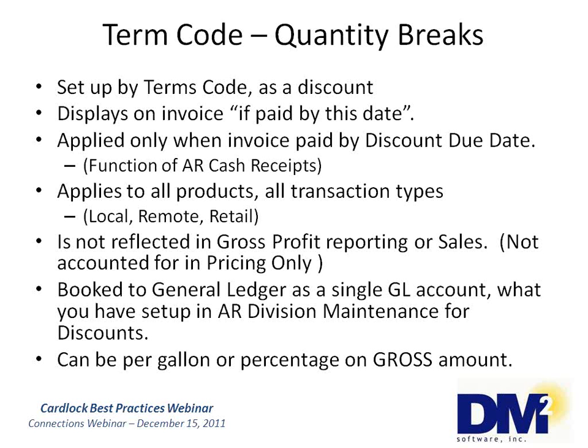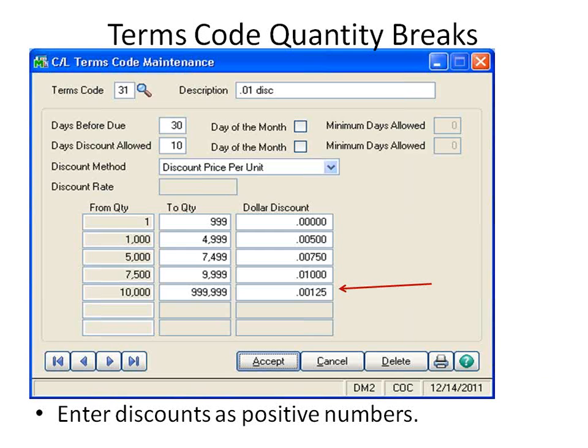Okay. Terms code quantity breaks can either be a per gallon or a percentage on gross amount. And it looks like this. So there's my terms code. I put in a description that helps me to understand which one it is. I've got the same setups here from quantity to quantity. The difference is this discount here is going to apply not only to my local sales that the price level did, it's going to apply to all remote sales as well, and retail if I've got them.